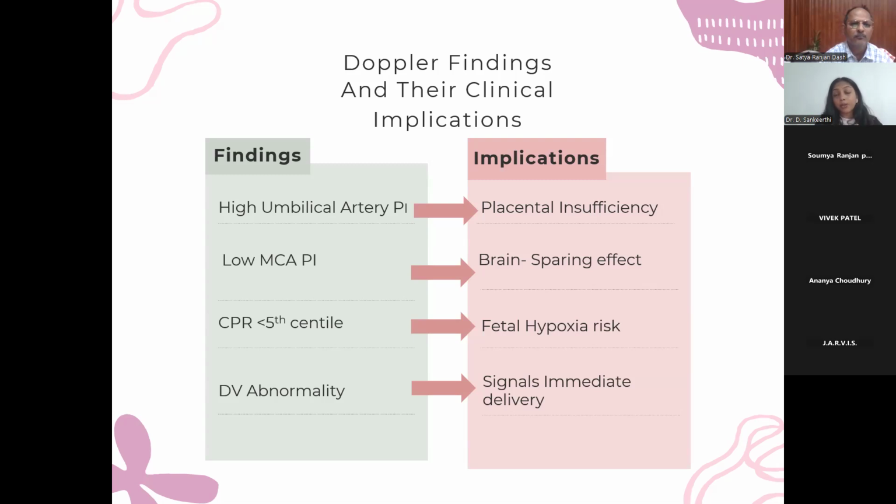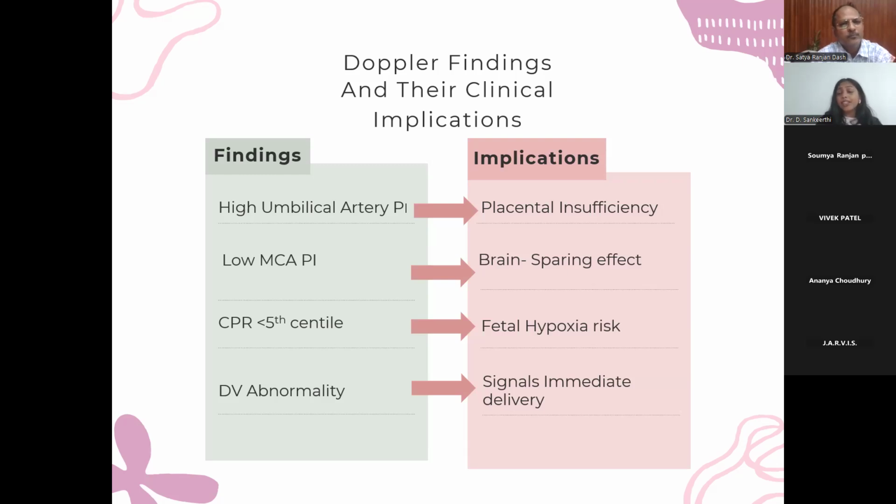Then we have the cerebroplacental ratio. Each of these findings has certain percentiles and certain values based on the period of gestation that has been studied through the years, and they have now given guidelines and standardizations for that. So if this value is lesser than the fifth percentile, that means that the fetus is at risk of hypoxia, as in there is a risk that maybe the baby is not getting enough oxygen.